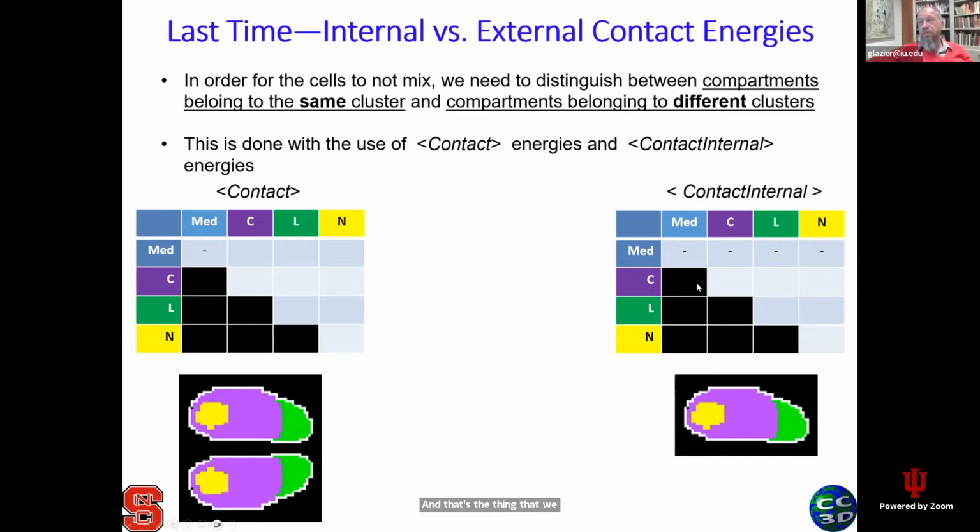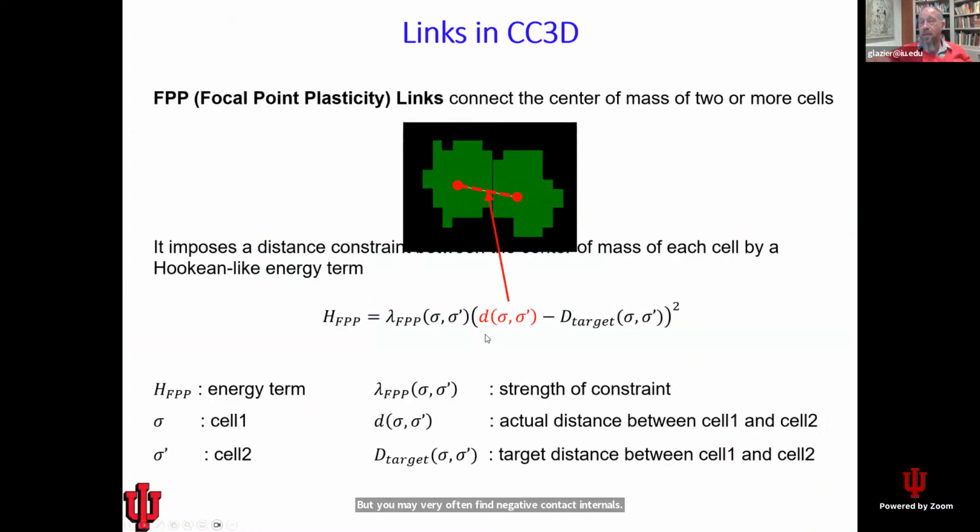You may very well find negative values. In principle, you could have negative values in regular contact energy too, although we haven't used those very much in this class. But you may very often find negative contact internals within this system. The next thing that I want to talk about, that's what we covered a little bit at the end of last class. We didn't really do a big exercise on it.